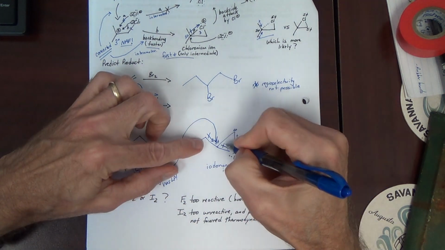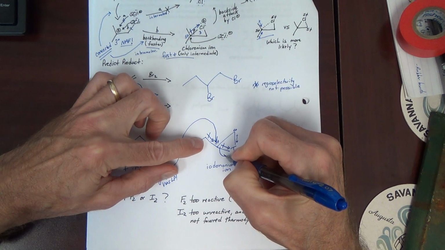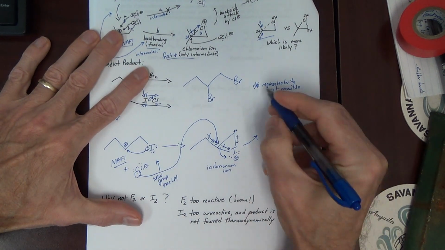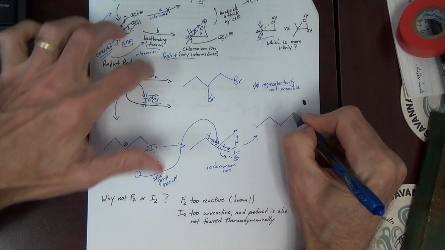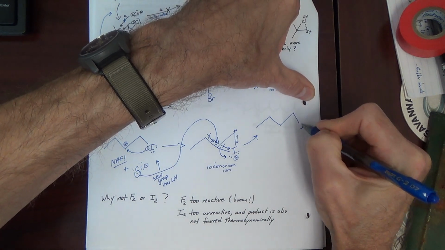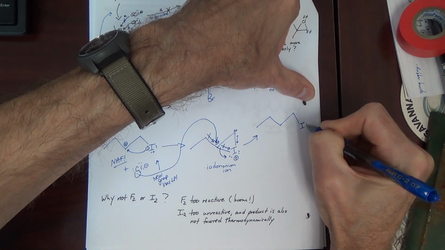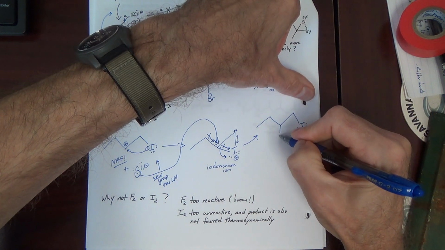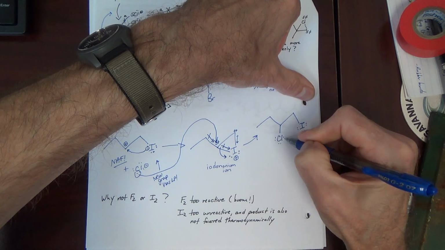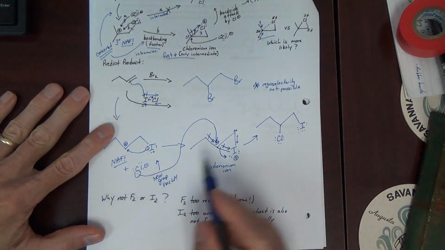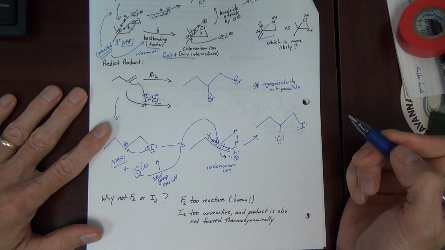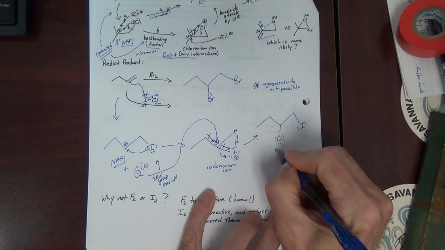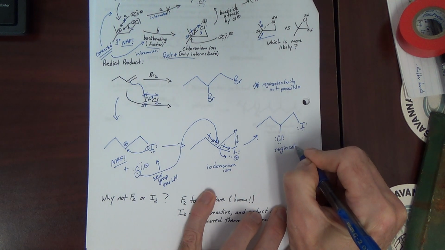I've got it drawn here. Attack that carbon and kick these electrons back onto the iodine. And that's going to give boom, boom, boom. Now the iodine is still bonded to that carbon. It now has 3 lone pairs. And the chlorine is bonded to this carbon, and of course it has 3 lone pairs because the 4th one is now a bonding pair. And there's your product.